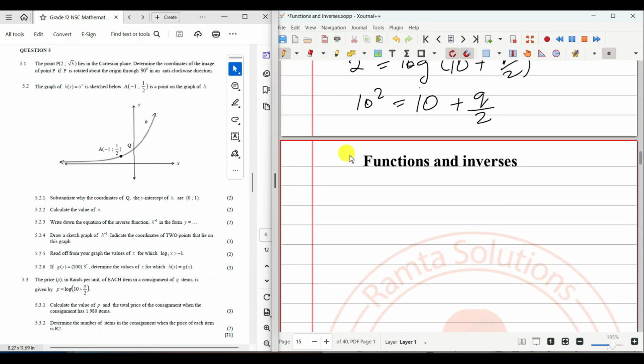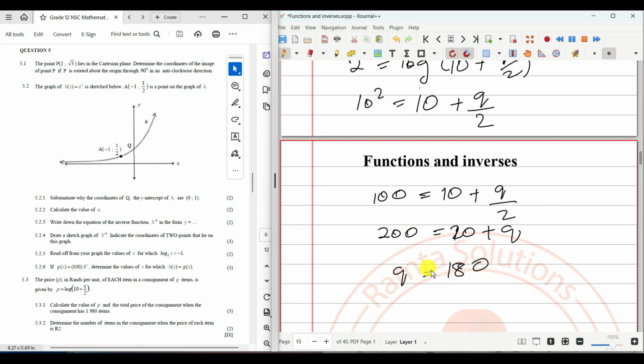Okay, then 10 to the 2 is 100. So 100 equals 10 plus Q over 2. Okay, so what is this? Multiplying by 2 throughout, this is 200 equals 20 plus Q. Therefore, Q equals 180. Okay, Q equals 180.